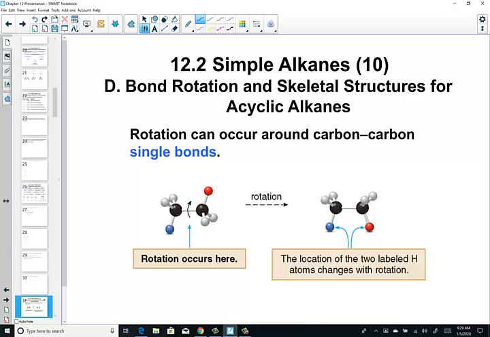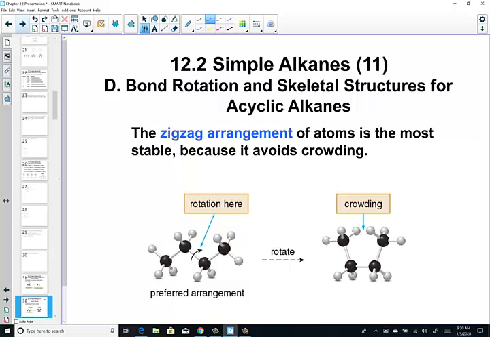So the rotation can occur around carbon to carbon single bonds. Notice the location of the two carbons in a row here. I can take this single bond, which is called a sigma bond, and I have freedom to completely rotate it in space without changing the identity of the molecule. As long as the bonds do not break, they are free to rotate and still keep the molecule the same. We know that the most stable arrangement for a molecule avoids crowding, and therefore a zigzag arrangement of the atoms is the most stable configuration.